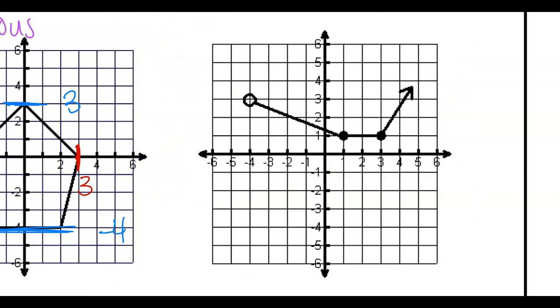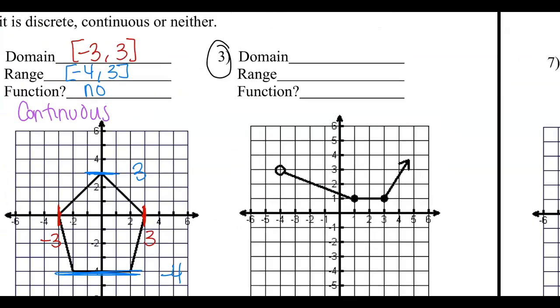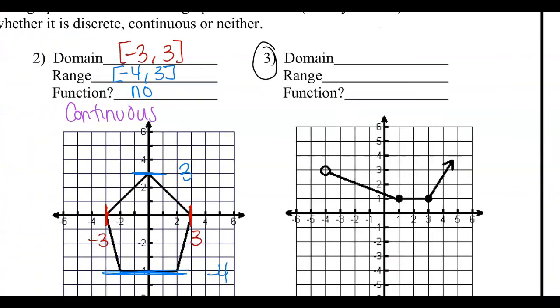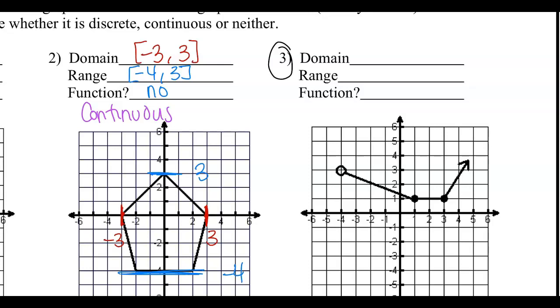Okay, let's look at number 3. For question 3, I'm going to go through this in a little detail just because I know it's a little different. The first thing we're going to do is see what the domain will be. We already know that this is supposed to be continuous. Even though these circles are clearly visible, it's not going to change the fact that this is a continuous function.